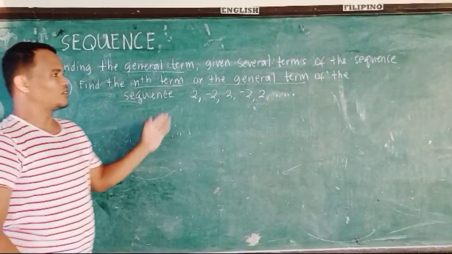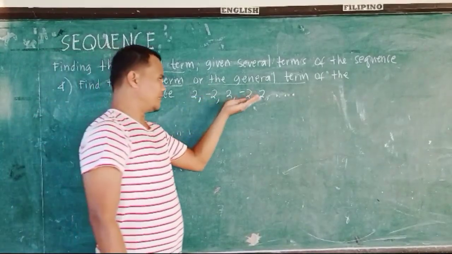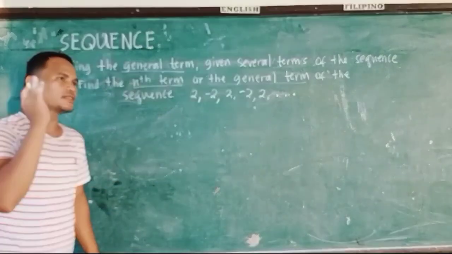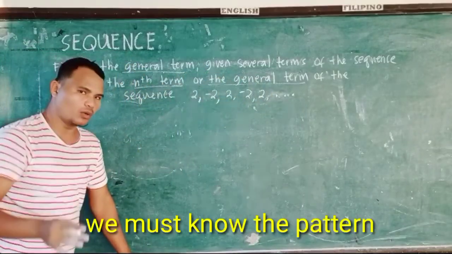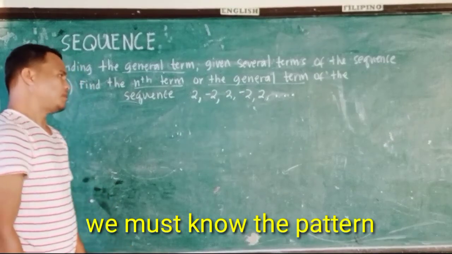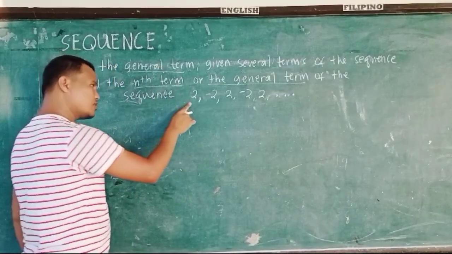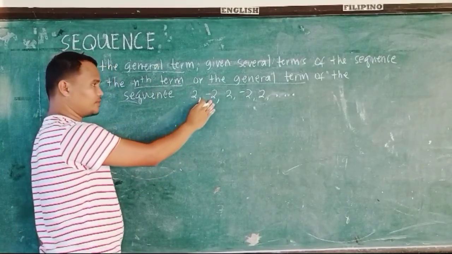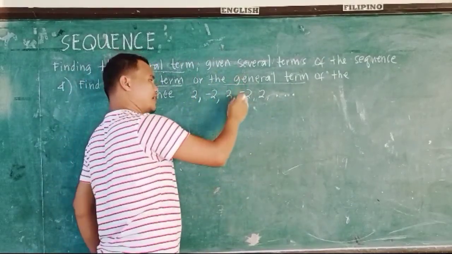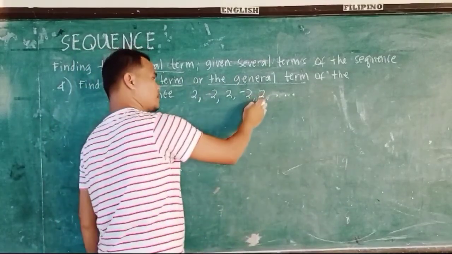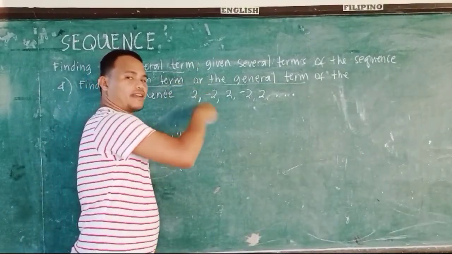Find the nth term or the general term of the sequence 2, negative 2, 2, negative 2, 2. Okay, I'm going to repeat. If we are going to find the nth term or the general term, we must know the pattern. The pattern here in the sequence is we multiply each term by negative 1. So 2 times negative 1, the result is negative 2. Negative 2 times negative 1, the result is 2. 2 times negative 1, the result is negative 2. Negative 2 times negative 1, the result is 2.